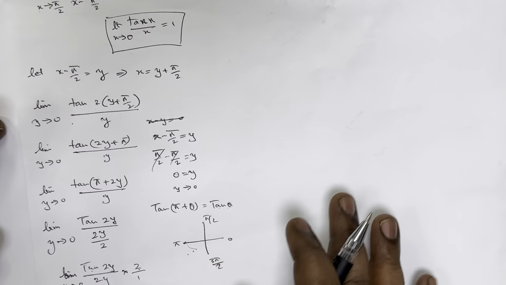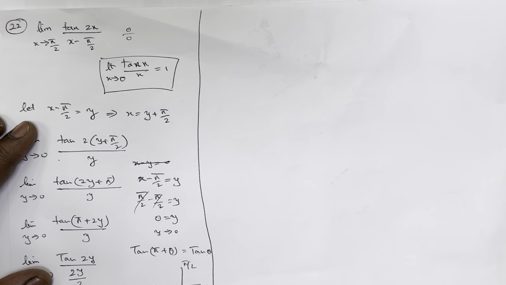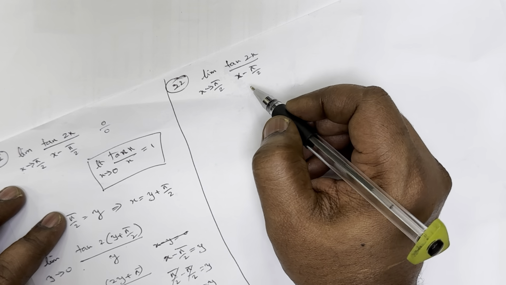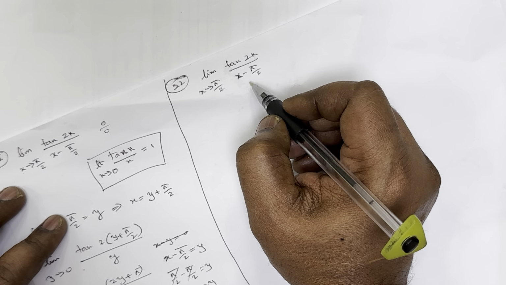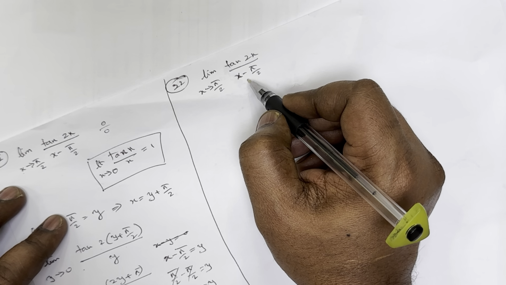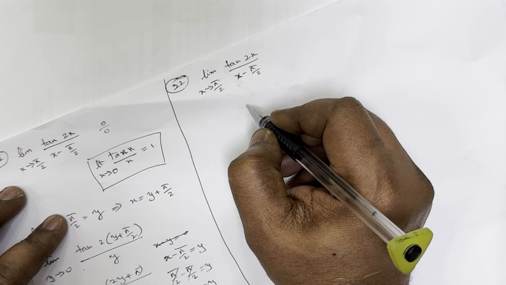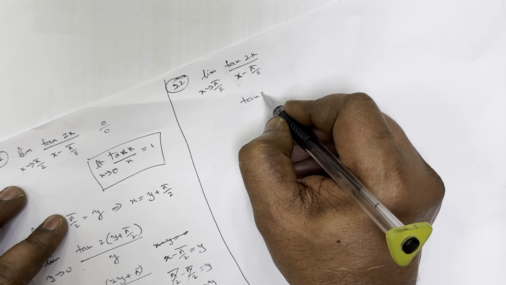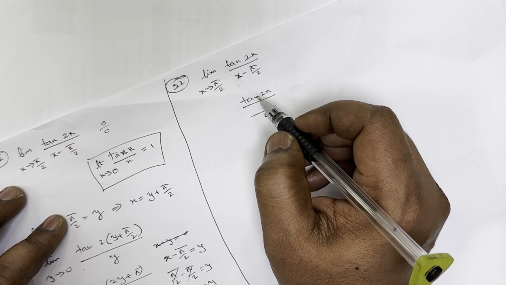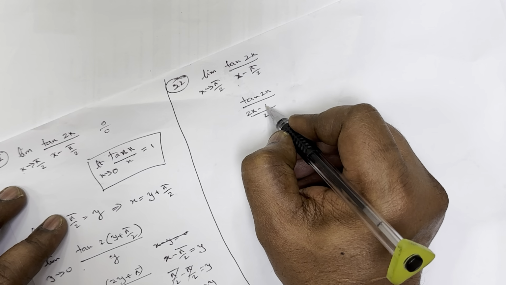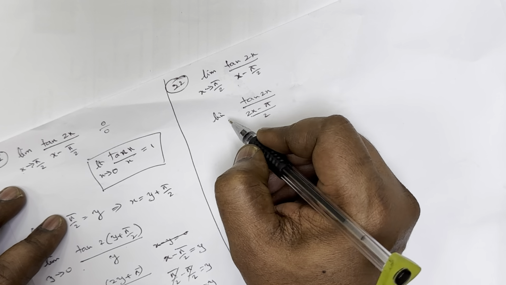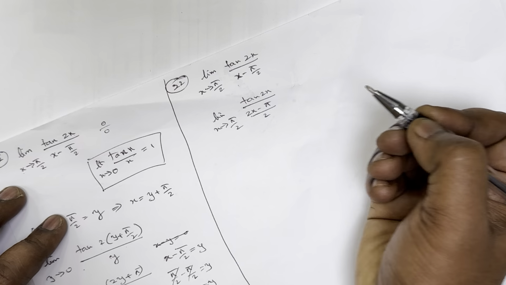Now we'll do the next method. Now let's take the second method. Let's take the LCM of the denominator. So it becomes tan 2x upon 2x minus pi by 2, okay, and limit x tends to pi by 2.